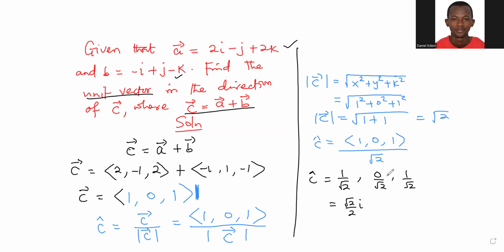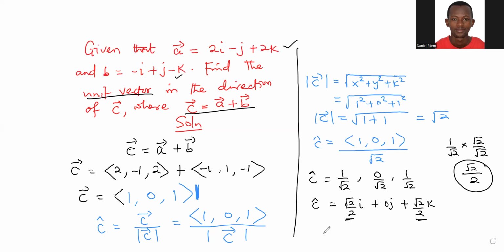For 0, we know that 0 divided by any number is 0. So the j component is 0, and the k component is also root 2 on 2. Remember that since a radical cannot be at the denominator, we need to rationalize. So we multiply the numerator and the denominator by root 2. 1 times root 2 is root 2, and root 2 times root 2 is 2. So that's what gave us what we have here.